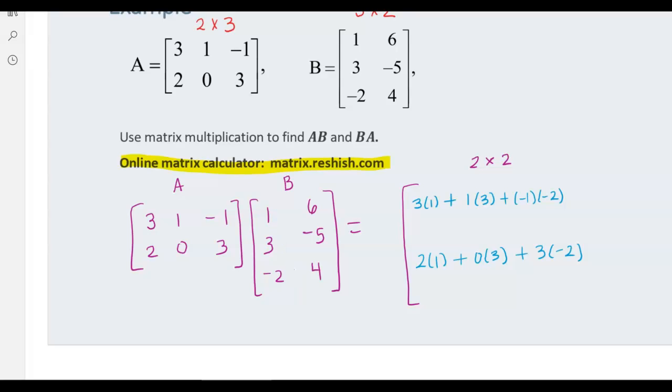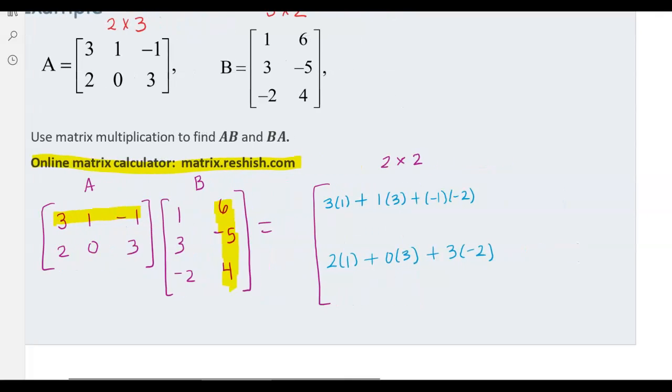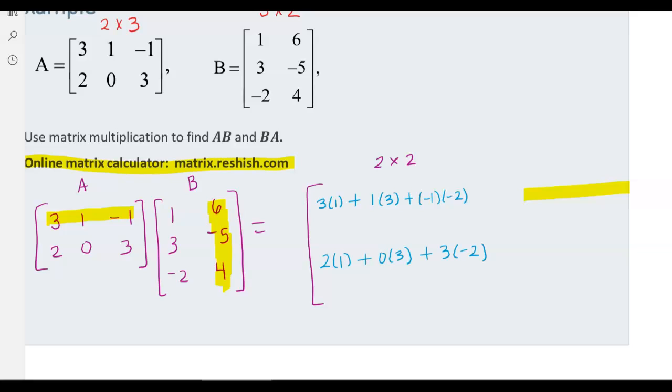Now we'll move back up to the first row, but now the second column. First row, second column is going to go here. We have 3 times 6 plus 1 times -5 minus 1 times 4. And then our last, second row, second column, 2 times 6 plus 0 times -5 plus 3 times 4.